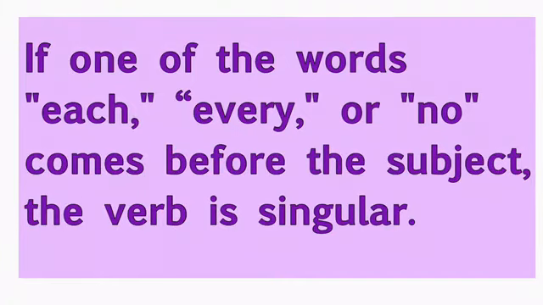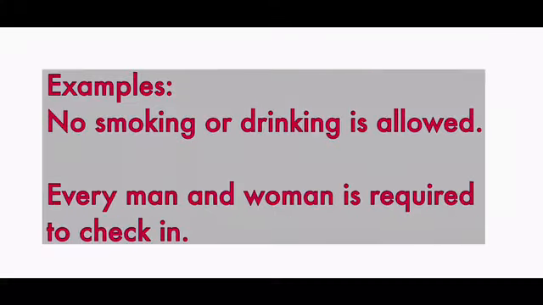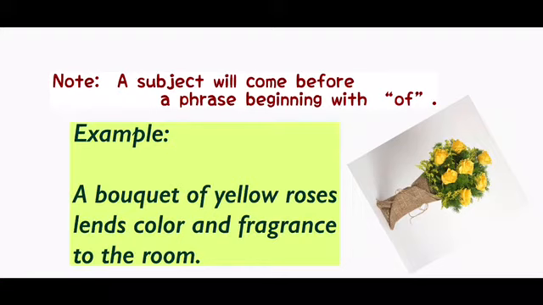The next rule is if the words each, every or no come before the subject, then the verb is singular. Another tip for you to identify the subject in such sentences, as in the example given here, where there are two nouns, the subject always comes before the word of. So here the subject is bouquet, not roses.